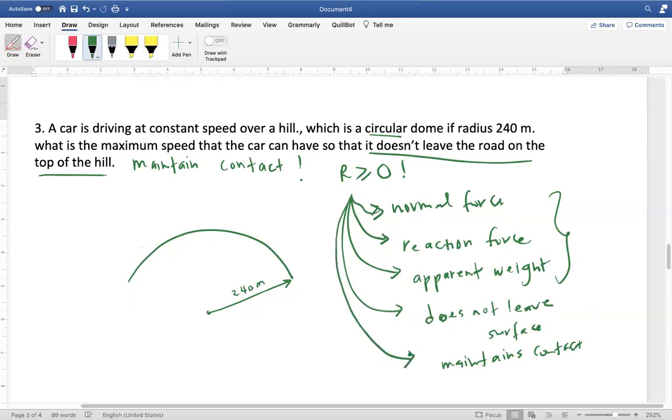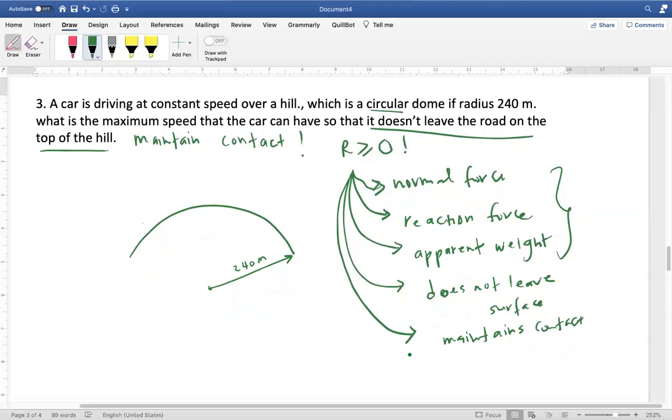Okay, so now that we discussed what R is in the question, we can solve for R. What is the maximum speed that the car can have so that it doesn't leave the road on the top of the hill? So for this type of question, you have to find the net force in the radial direction.